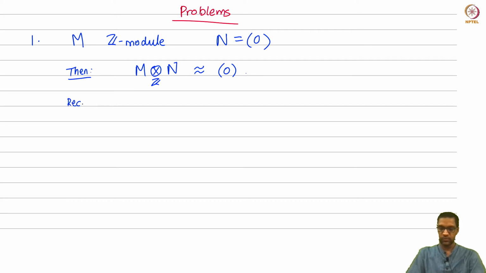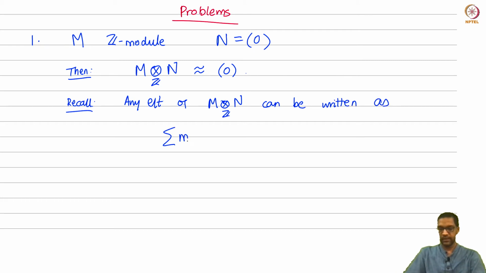Recall, this is one of the facts. Every element has the following expression. Any element of M tensor N can be written as a sum of Mi tensor Ni, some finite sum, let's say. Now Mi comes from M, but Ni comes from N, which means the only possibility is that Ni is 0. So what does this look like? It just looks like summation Mi tensor the element 0.